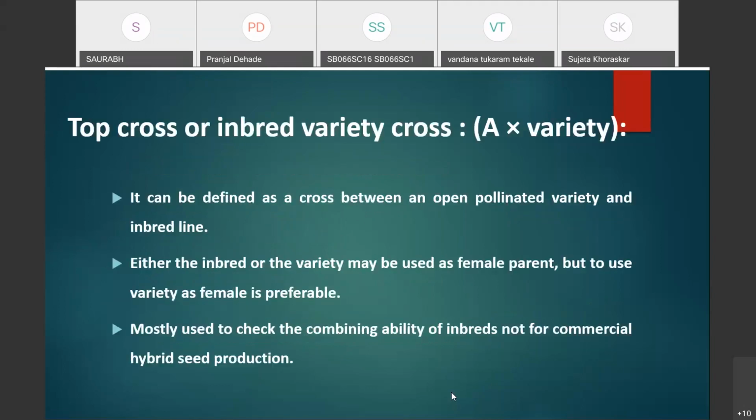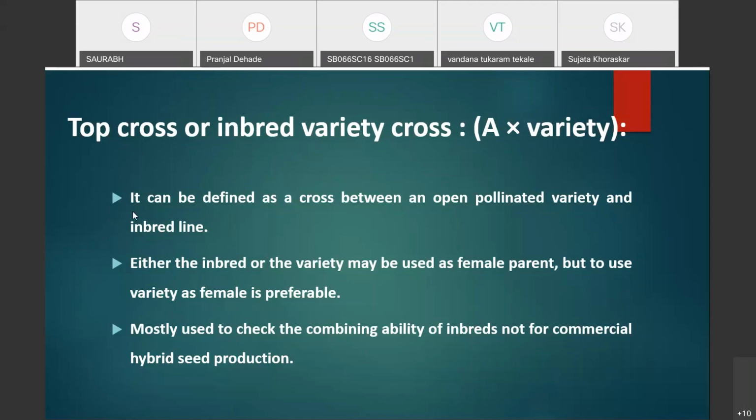Now, another type of hybridization method used in cross pollinated crops is the top cross or the inbred variety cross. In this one you can see the example. For example, A is an inbred, and the variety is an open pollinated variety. A, the inbred, crossed with the open pollinated variety is said to be the top cross or the inbred variety cross.